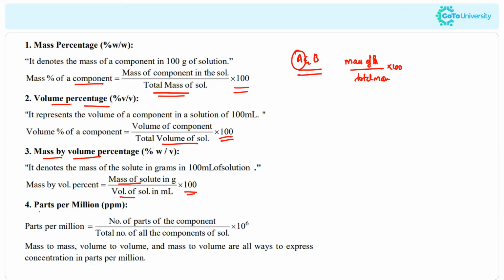Okay, then another one is parts per million or ppm. Parts per million is used to express very minor concentrations. For example, if you want to find the amount of a particular pollutant in the atmosphere, we use ppm. So ppm is helpful to express minute concentrations. Here, for parts per million, we have an equation: the number of parts of the component divided by the total number of parts of all the components, times 10 to the power 6. This is the equation. Okay, so these are the important equations that we have.